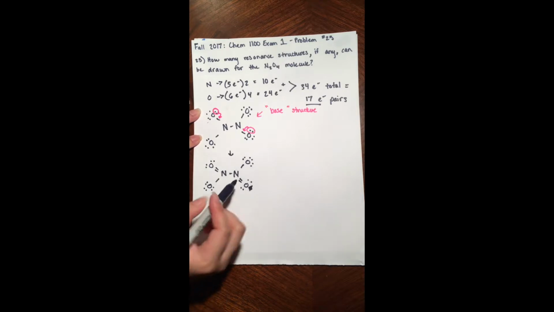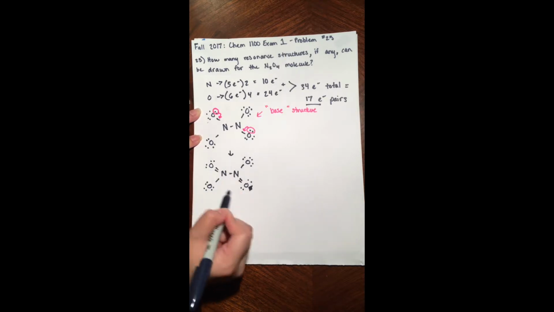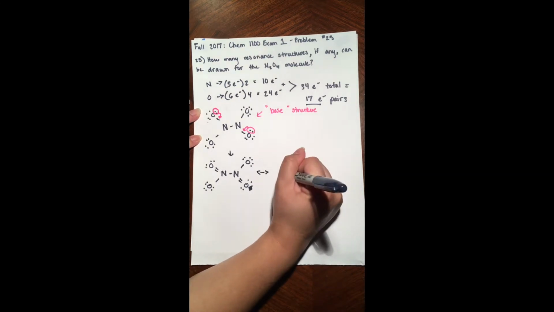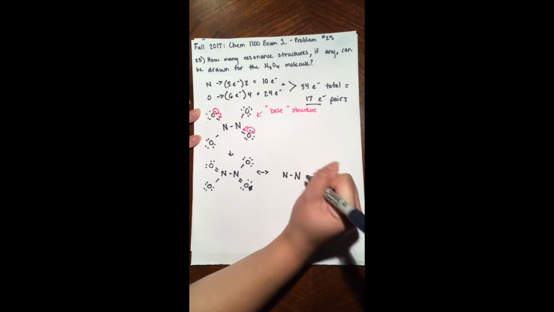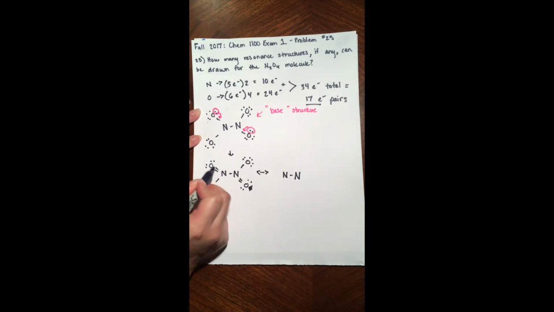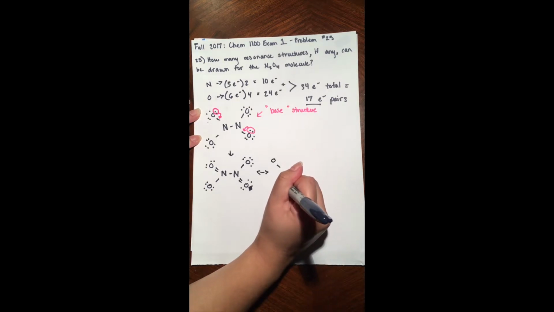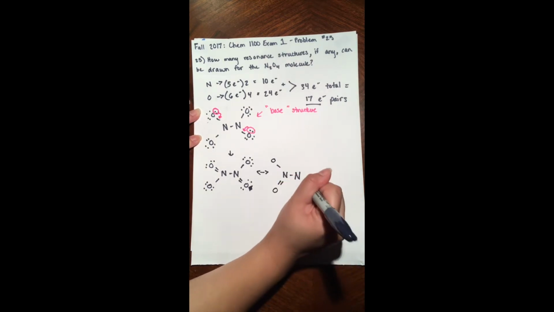So instead of this just being one structure, this molecule can look like this. Instead of, say, this oxygen having a double bond, that one can be single bonded, and then that double bond can move to this oxygen.